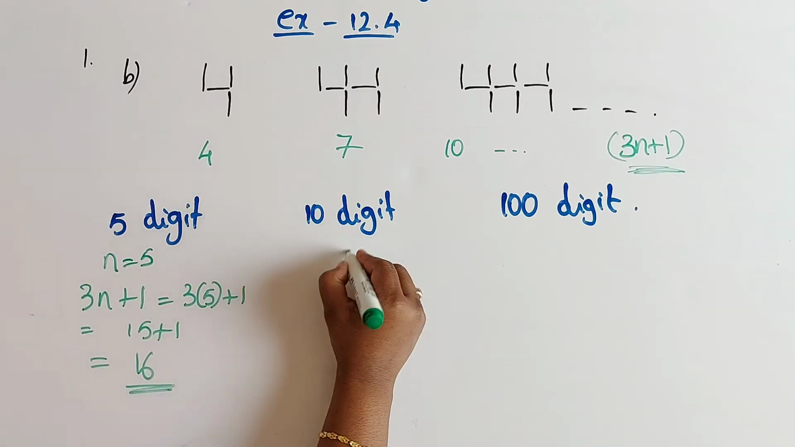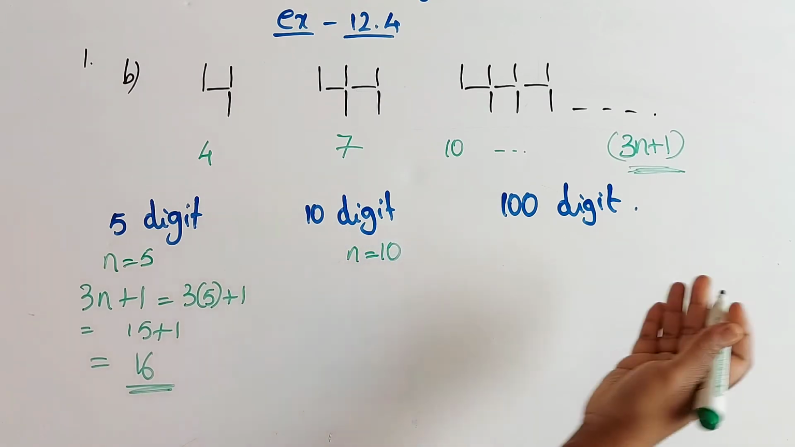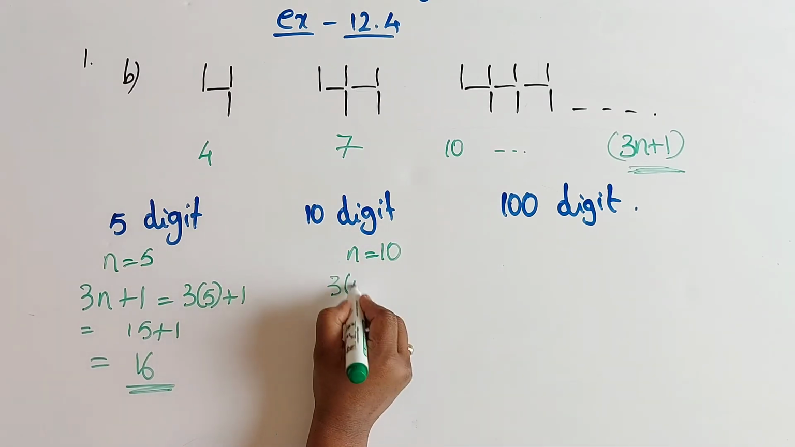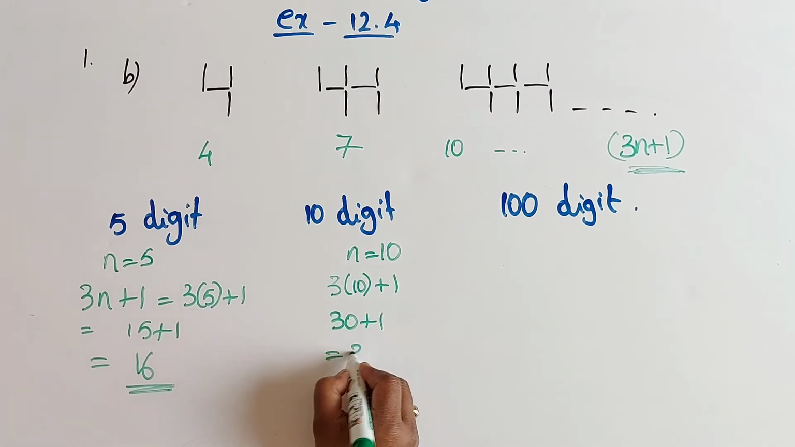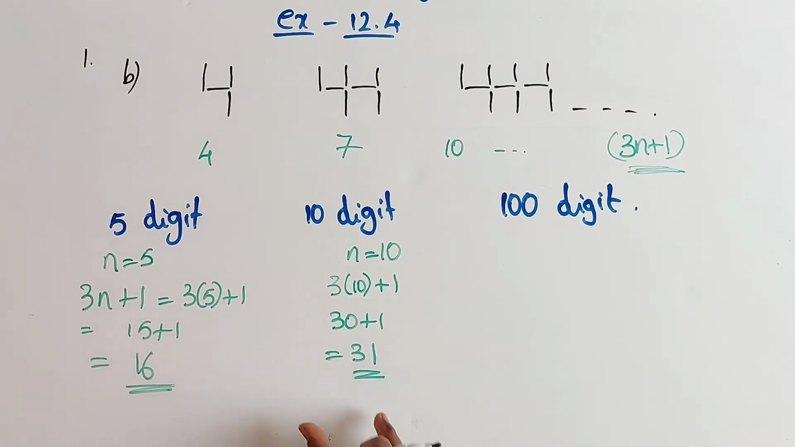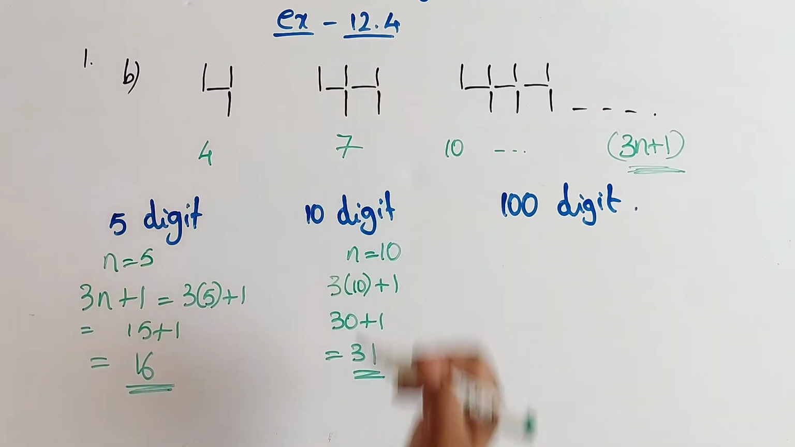Now 10 digit, that means n equal to 10. Use the formula 3n plus 1, 3 of 10 plus 1. 3 tens are 30 plus 1, children, that is 31. That means we have to use 31 line segments to make 10 digit of same kind.